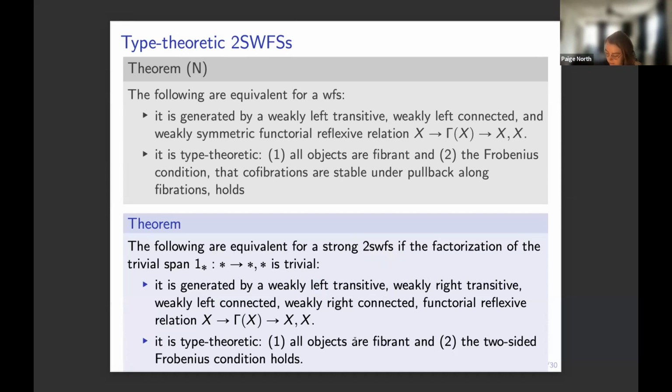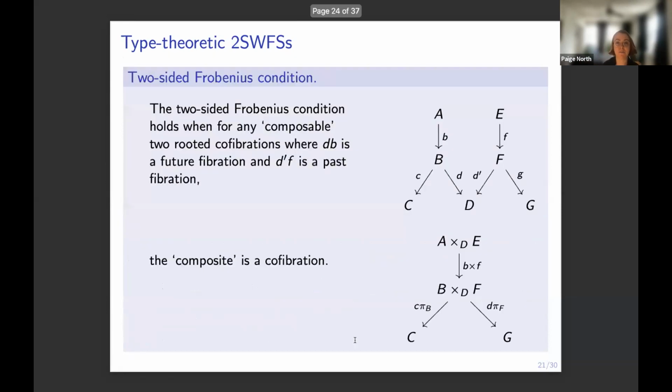So all objects being fibrant just means that this span is a two-sided fibration, and that the two-sided Frobenius condition holds. And this one is probably less obvious. So let me explain what that means quickly, because maybe it's kind of interesting.